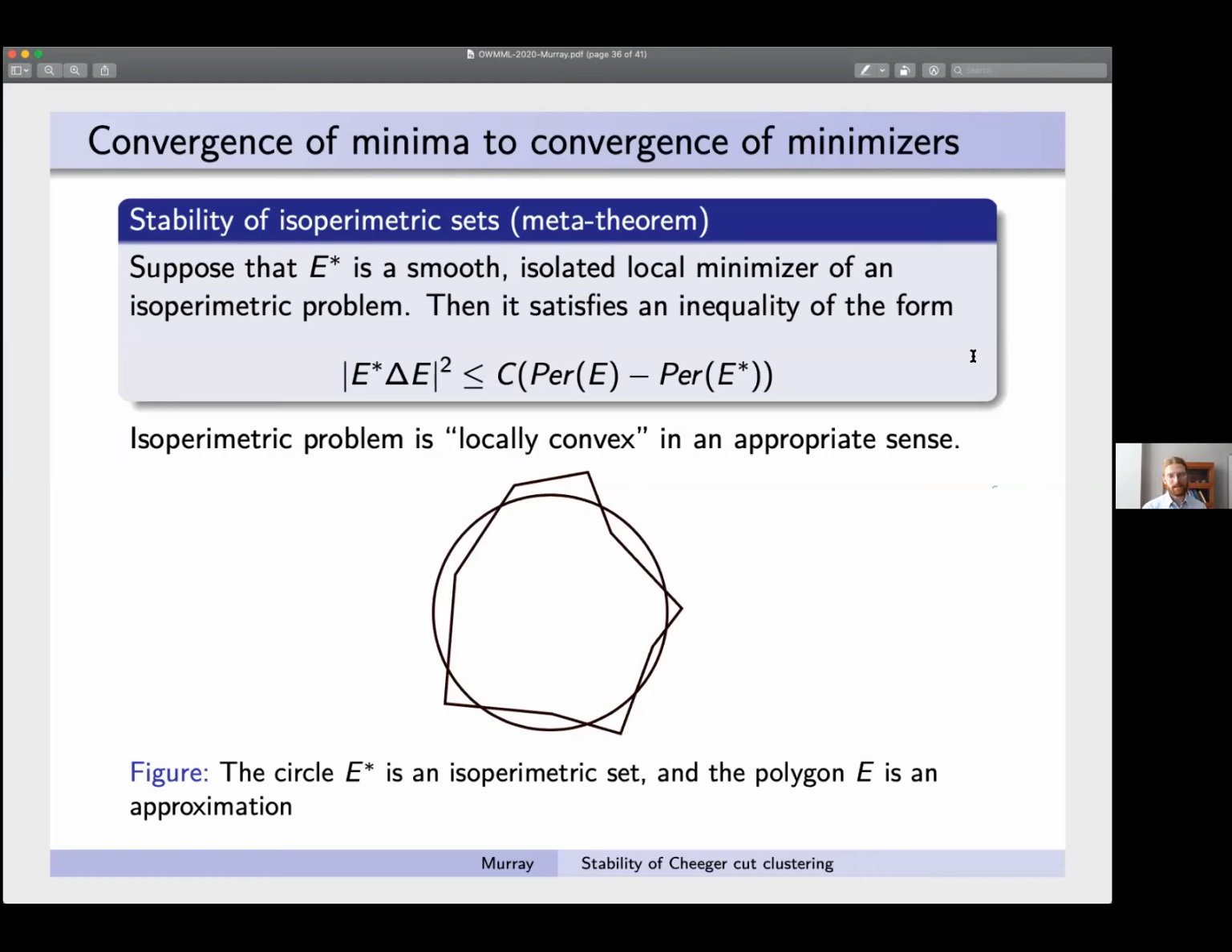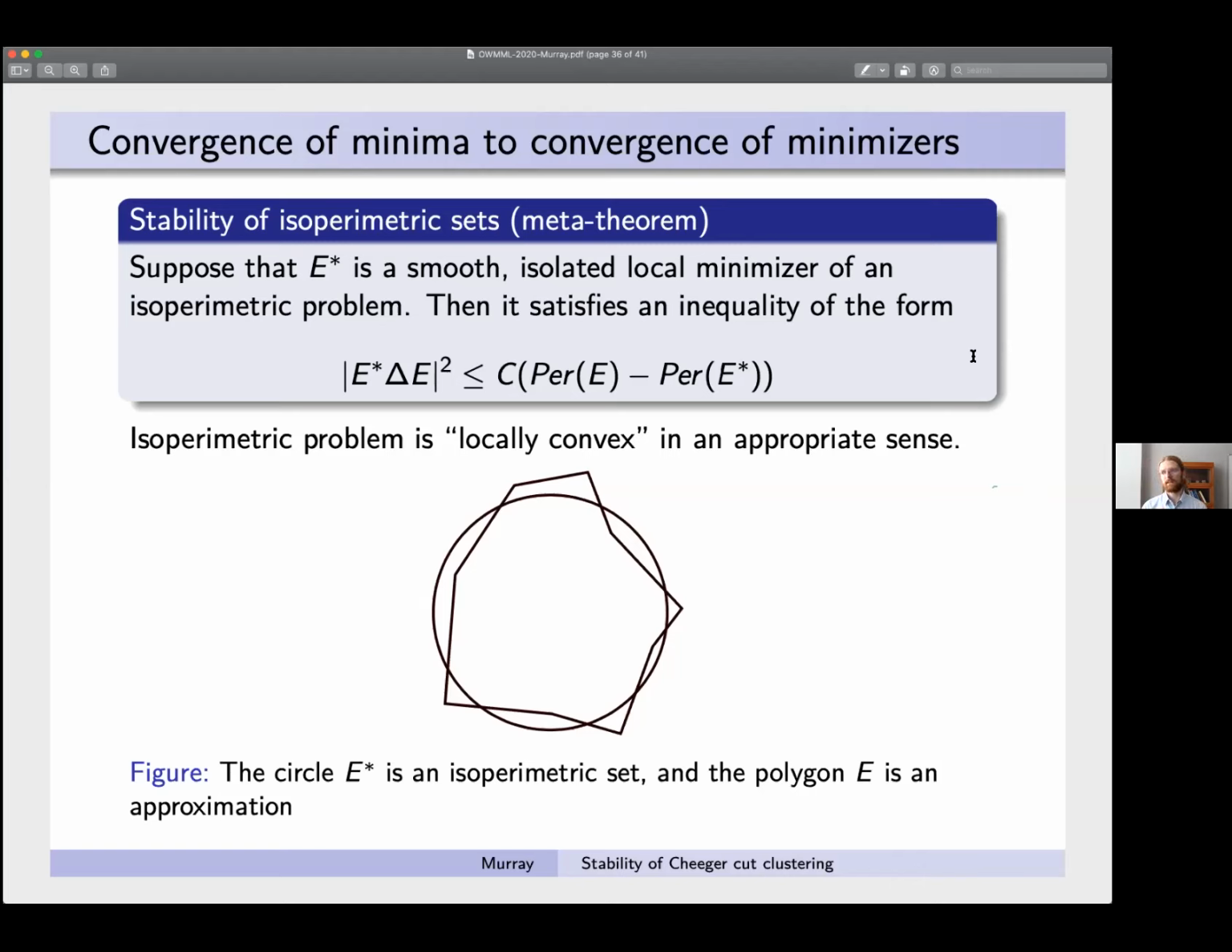So I'm stating this here as a meta theorem. Suppose that E star is a smooth, isolated, local minimizer of an isoperimetric problem. Again, this is all in quotes. For an isoperimetric problem, you have to specify, do I want something that's constrained or not? What does it mean? Then it turns out that we have a stability inequality of the form down here below. The L1 difference, the set difference between E star and E, is going to be smaller than some constant times the difference between their perimeters, okay?